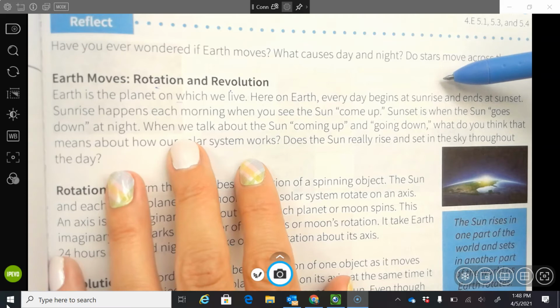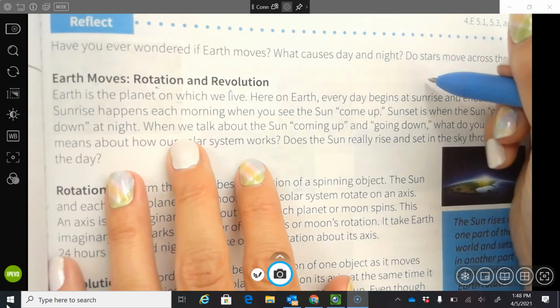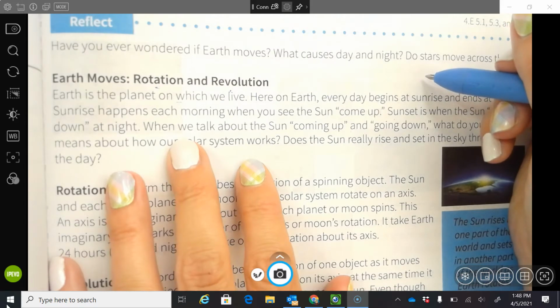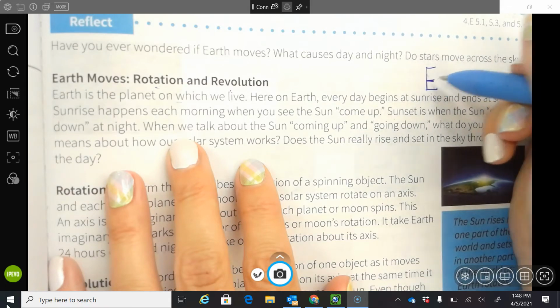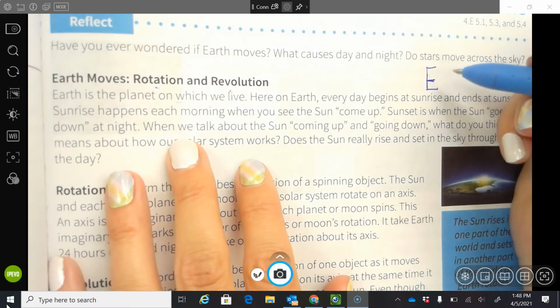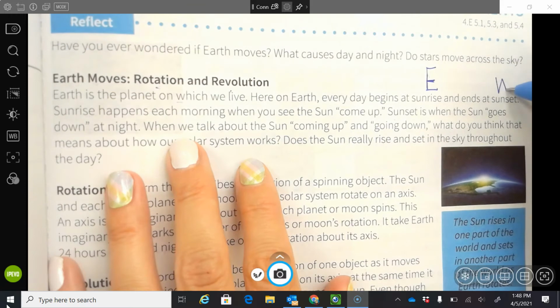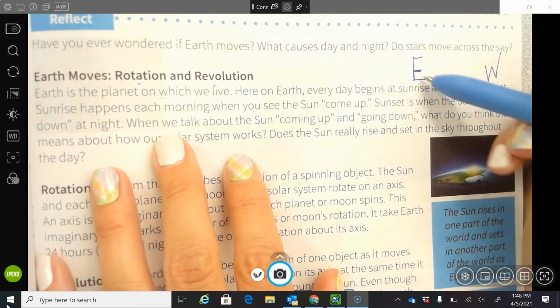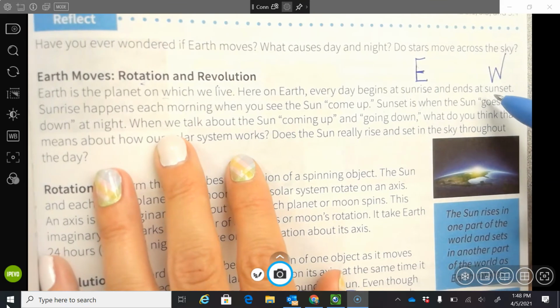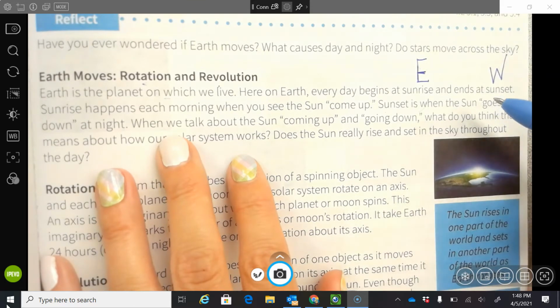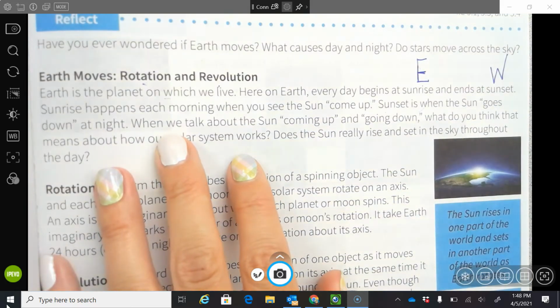What direction does the sun rise from? If you go to the beach and you're facing the ocean, what way are you facing? East. And then if you look towards the river, what direction is opposite of east? West. So the sun rises in the east and sets in the west. When we go to the beach in the morning, the sun is coming up over the horizon, and towards the end of the day, if we look over towards the river, the sun is setting over that way.